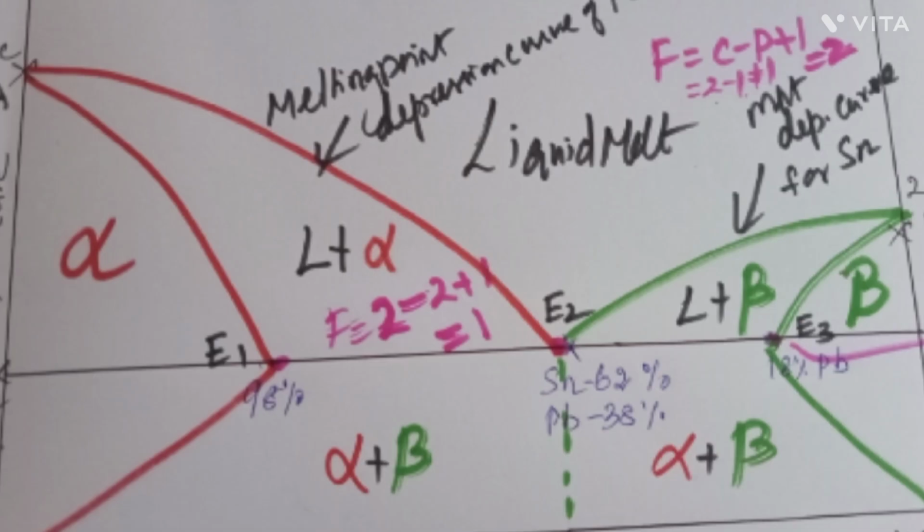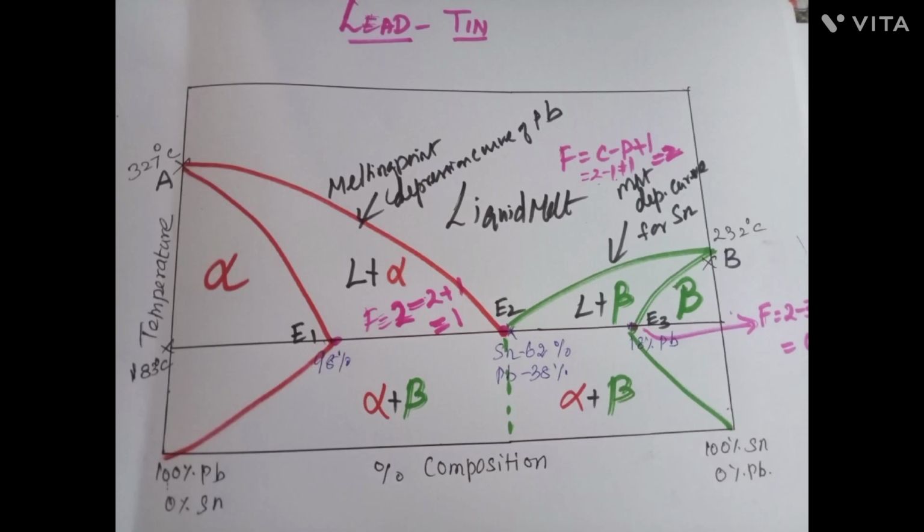So this is the phase diagram for the lead tin system. Mark the melting point of lead as A and the melting point of tin as B, and all the eutectic points as E1, E2, E3.